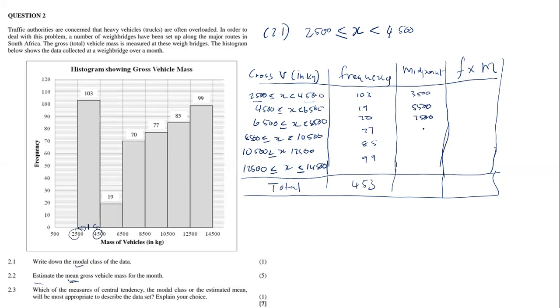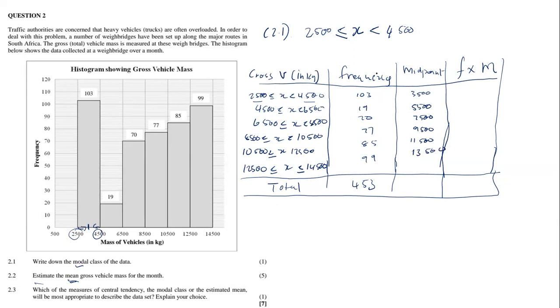Same applies to this one, you're gonna get 9,500. Same applies to this one, you're gonna get 11,500. Remember, you add this and this, you divide by 2. For this last one, you're gonna get 13,500. Okay, you don't need the total for the midpoints.